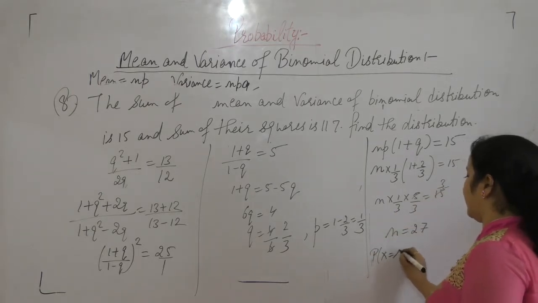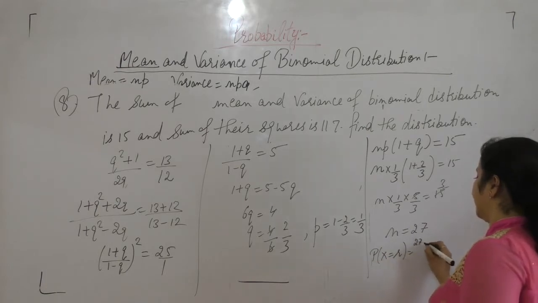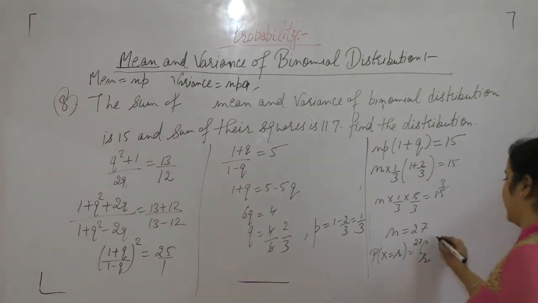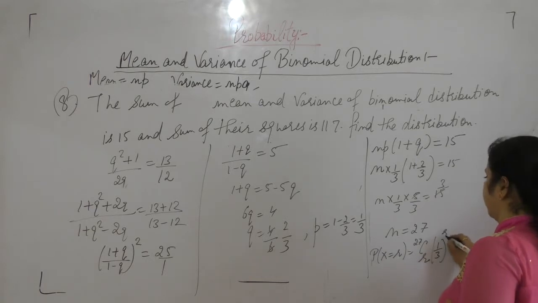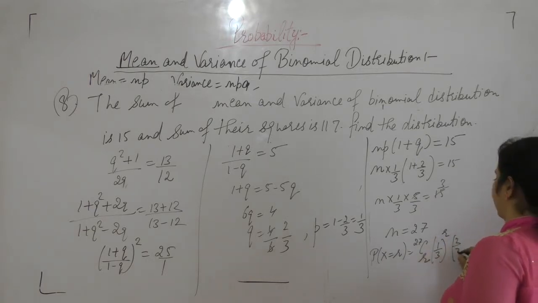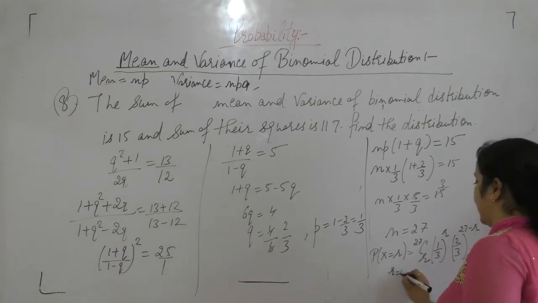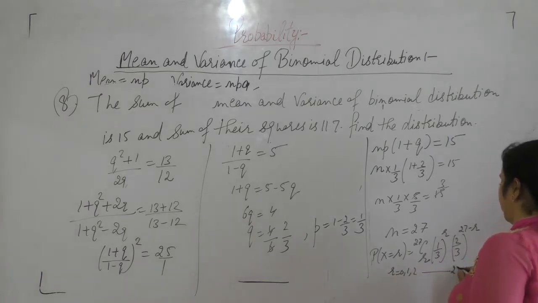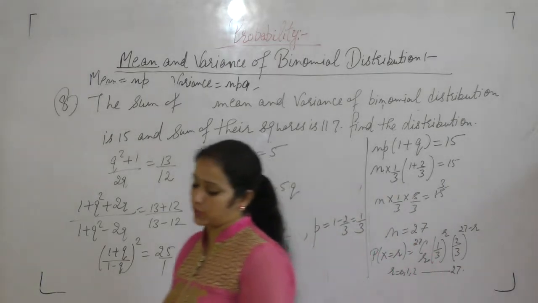So the required binomial distribution is 27CR, p to the power r, q is 2 by 3, n minus r, and r has value 0, 1, 2, so on up to 27.